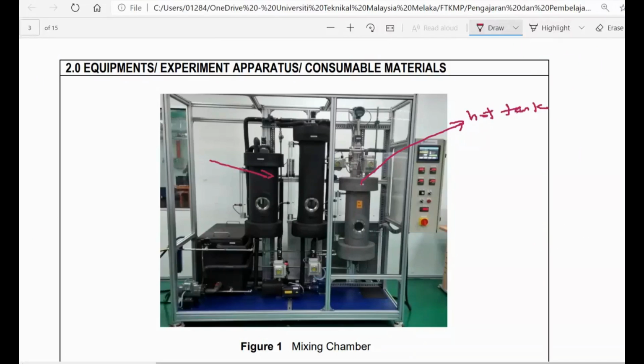This is the cooling tank. And in the middle is the mixing tank. This is the control panel for the apparatus. And then this is the water tank.